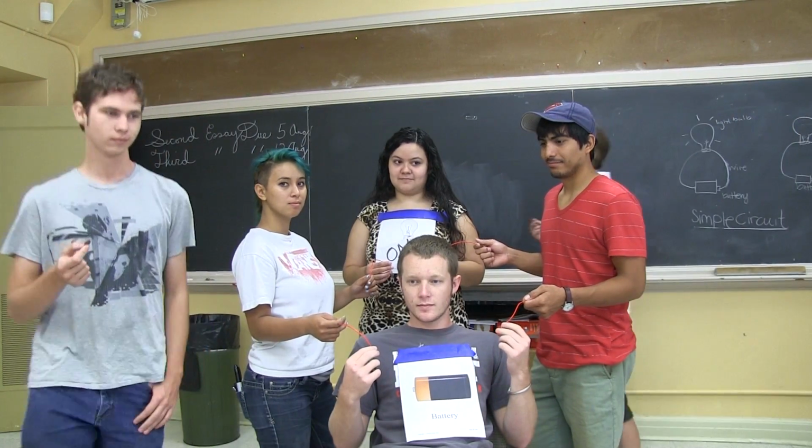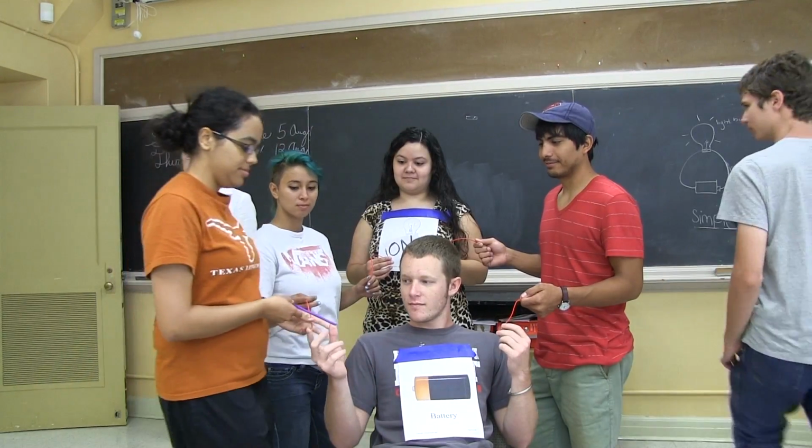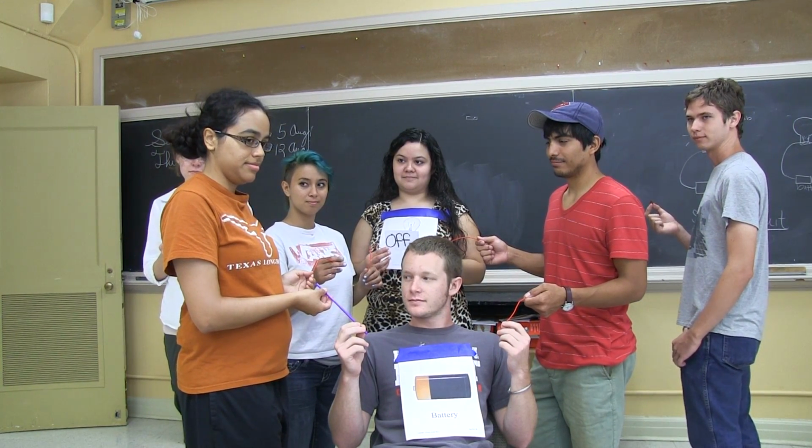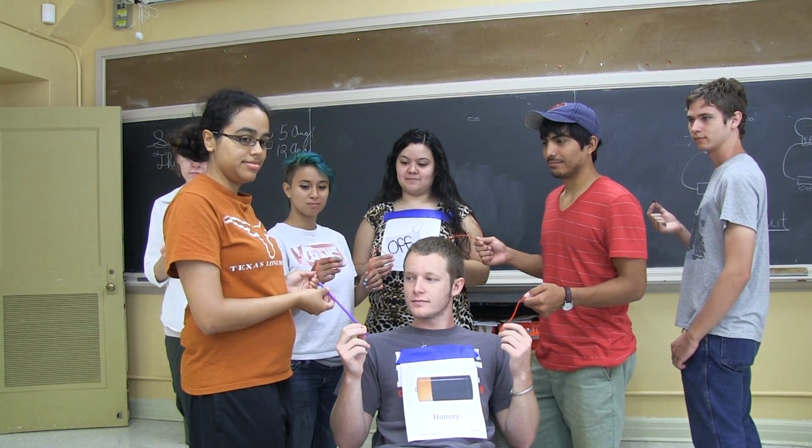And what's going to happen if we add an insulator? That's right, electricity stops flowing and the light bulb turns off. Okay, what happens if we add a conductor?